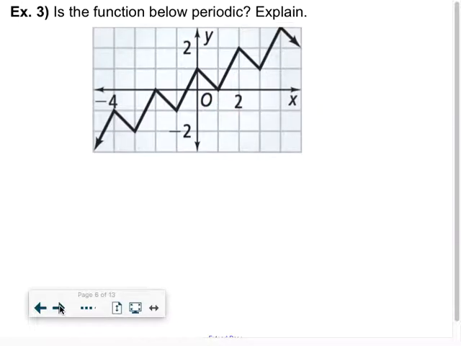All right, in example 3, it says, is the function below periodic? Explain. Pause the video and I want you to think. Seriously, pause the video. All right, now that you're back with me, the answer is no. It is not periodic because the y values do not repeat.